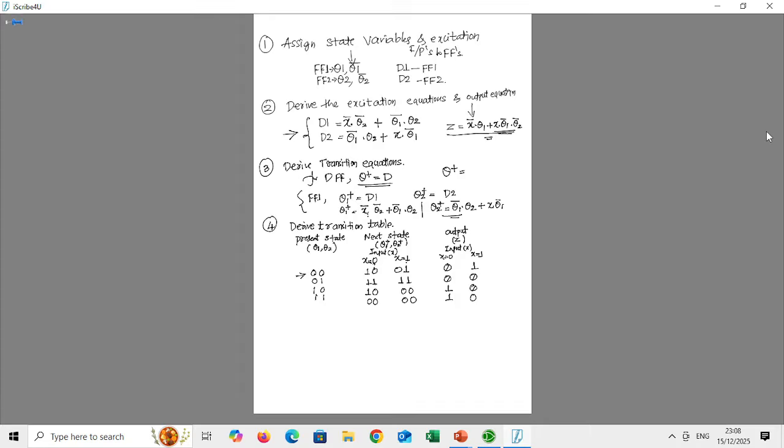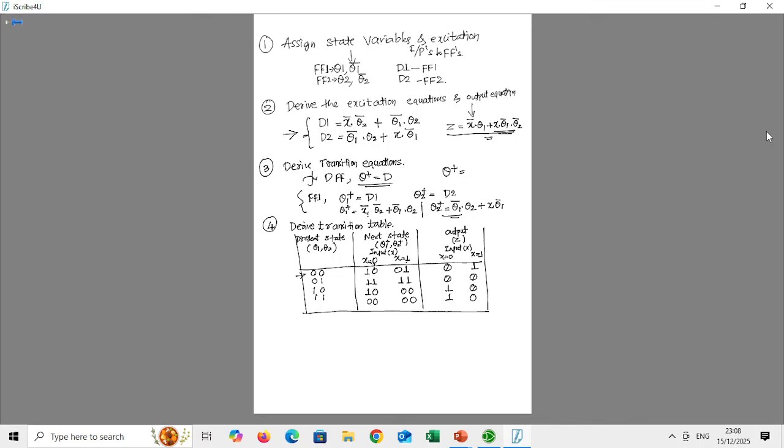Now this table is referred to as a transition table, which documents the present state, next state, and the output. So the complete behavior of the given synchronous sequential circuit is documented in this table.